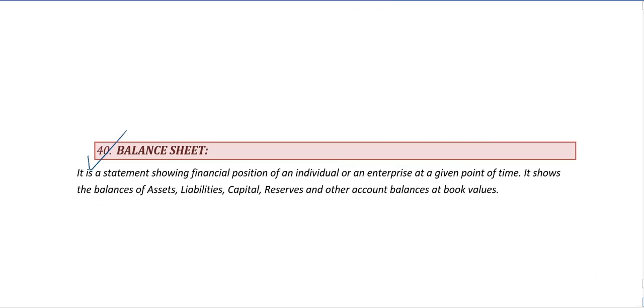The 40th term, balance sheet, the last term in the topic of terms in accounting. It is a statement showing the financial position of an individual or enterprise at a given point of time. It shows the balances of assets, liabilities, capital reserves and other account balances at book values. So, a balance sheet is a statement showing the balances of assets, liabilities, capital reserves and other account balances at book values.